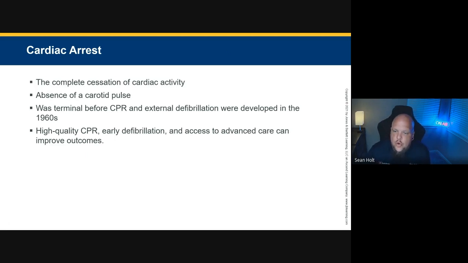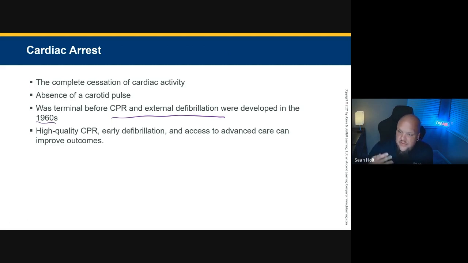It's absence of a carotid pulse. And it used to be terminal, meaning that if somebody went into it, we couldn't get them out. We didn't know what to do. We didn't know that there was a way to get them out of it or what exactly to do. So CPR and external defibrillation were developed in the 1960s.